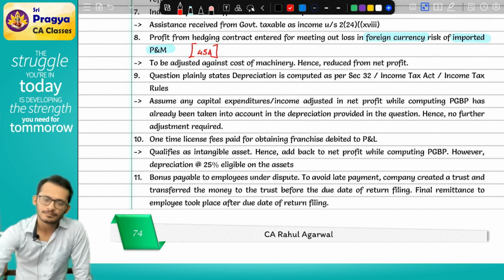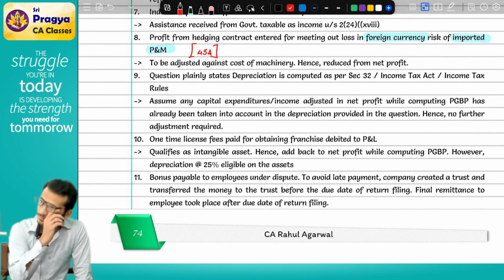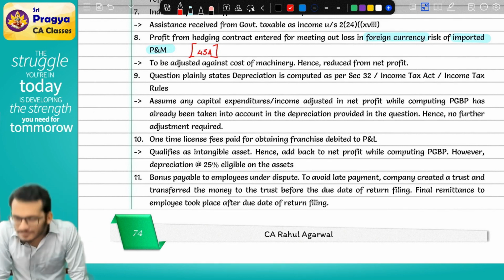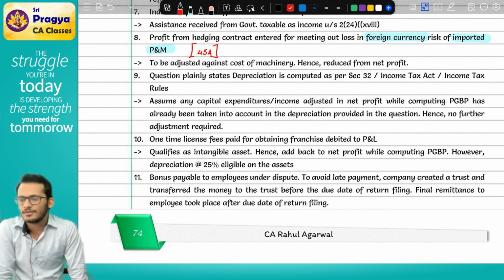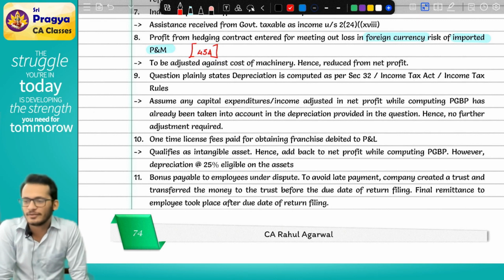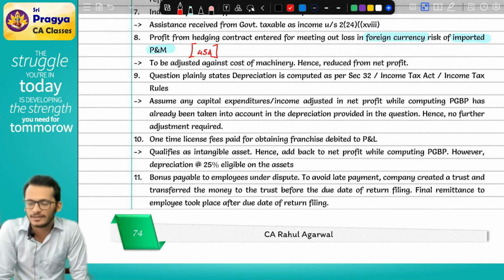Because even in the gratuity case, we were allowing it, so can we consider this like a fund kind of thing? That's what my question was. You have transferred it to a trust, so technically you have transferred it to a fund. So in that case, can you allow it as a deduction? Is that the question then? Yeah, I would say no, Latanya.